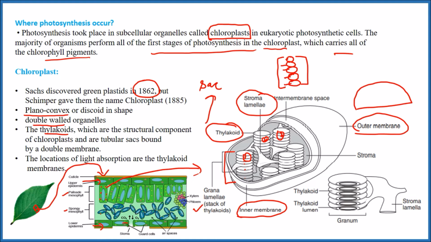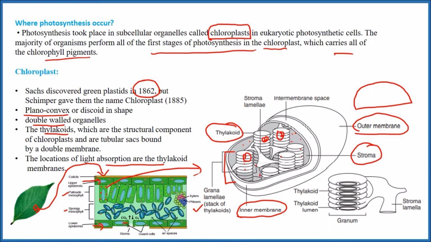There is also a fluid filled in this chloroplast. We call it stroma. The light absorption reaction occurs in thylakoid. We will talk about the location of the light reaction in thylakoid.